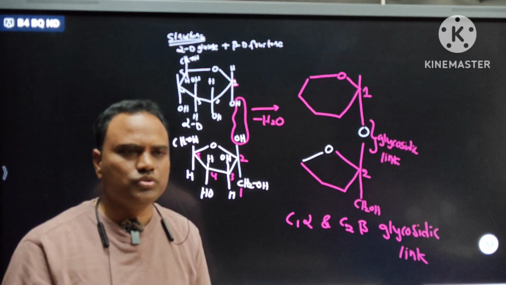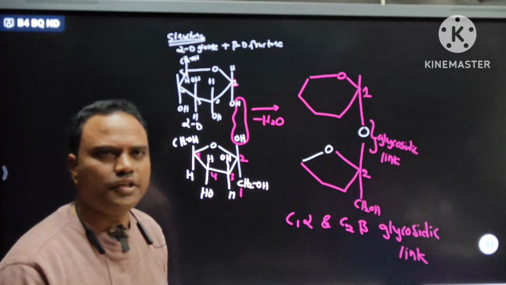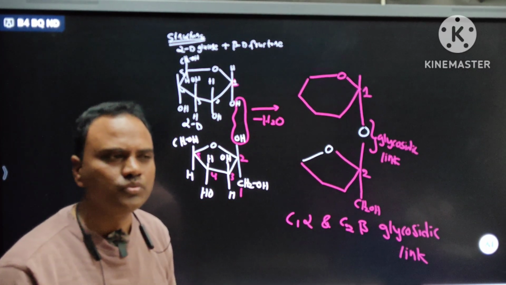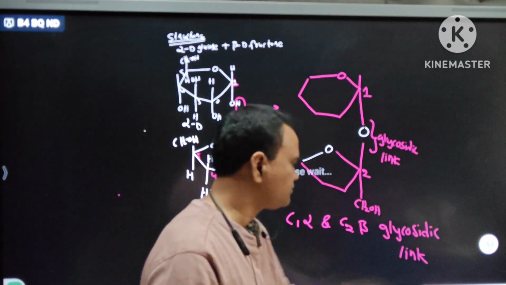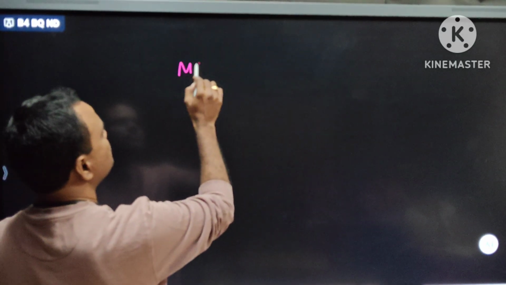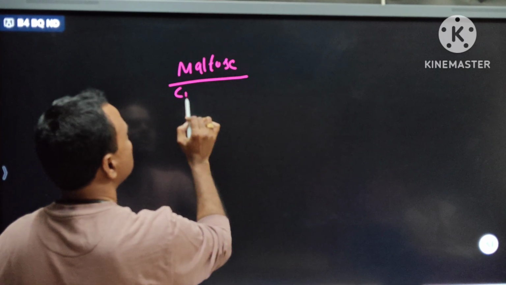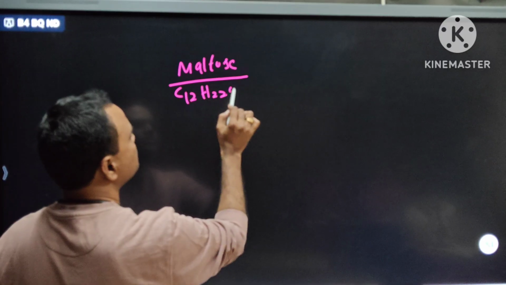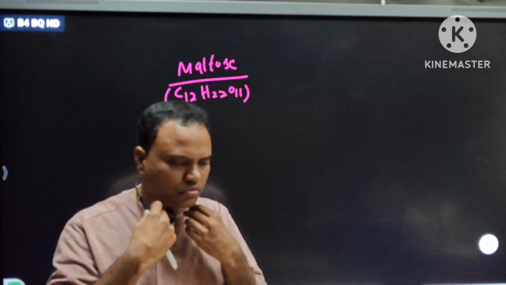Next, maltose. Online students, are you following? Hello, following or not? Maltose. What is the formula? C12H22O11.